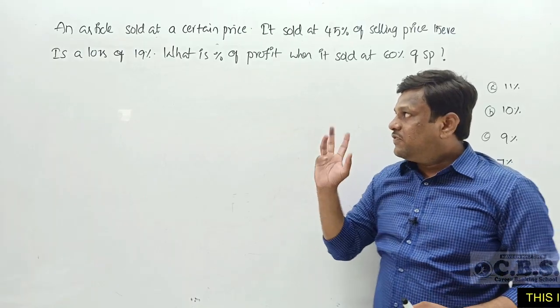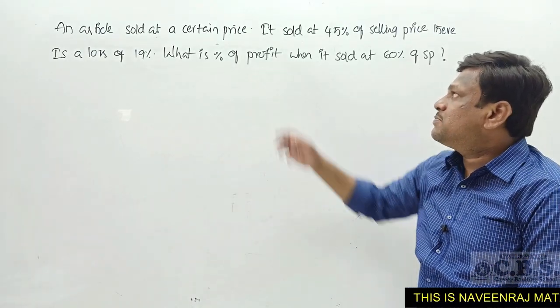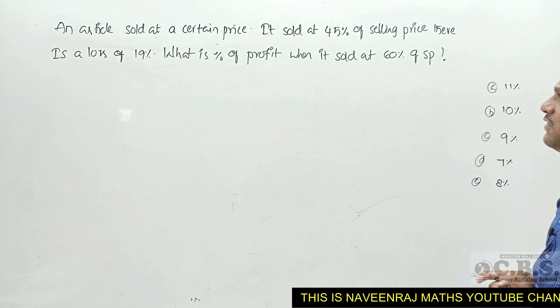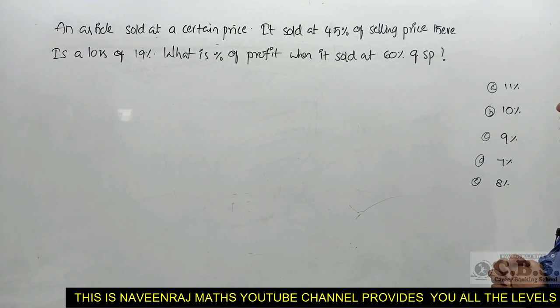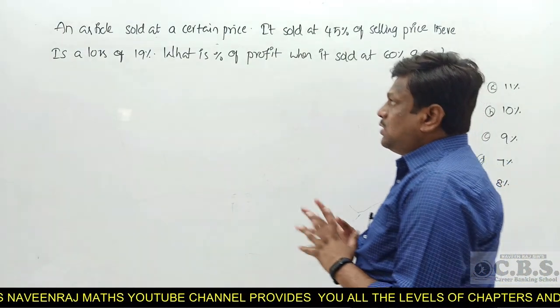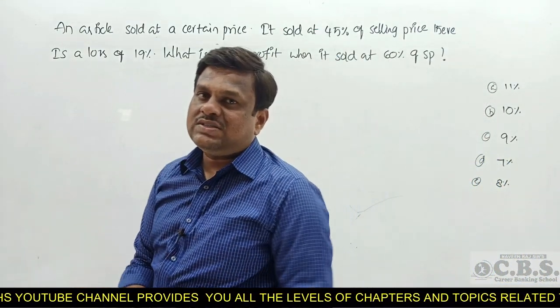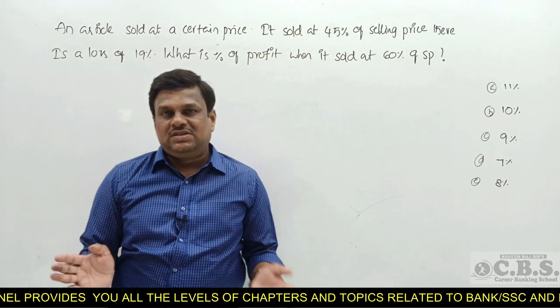Okay. Let's go for the second question. An article is sold at a certain price. It's sold at 45% of selling price. There is a loss of 19%. And what is the percent of profit when sold at 60% of selling price? The main intention of the question: we didn't know the selling price. So selling price is related to an X value.